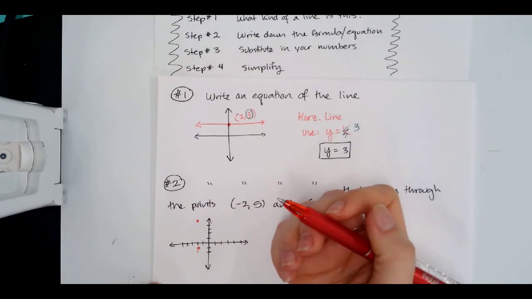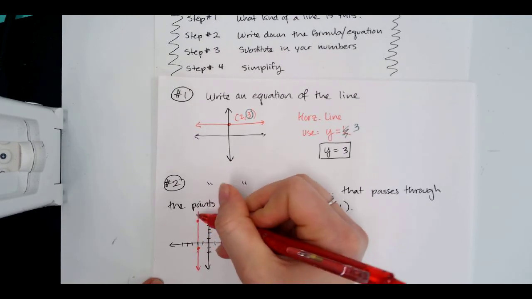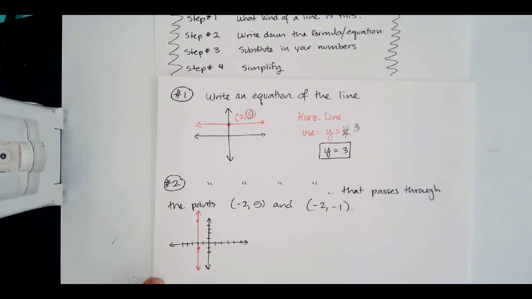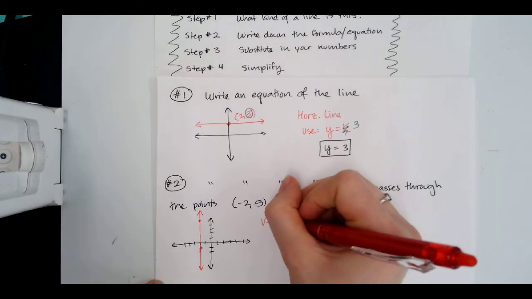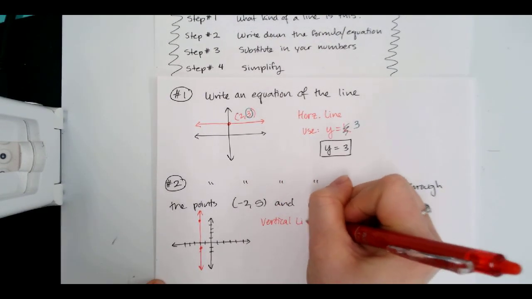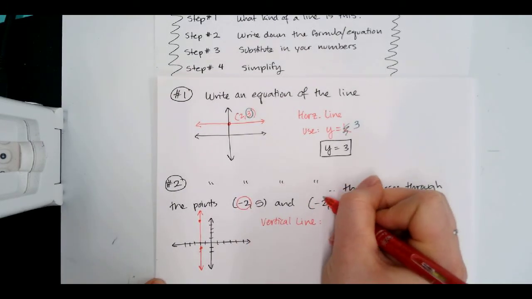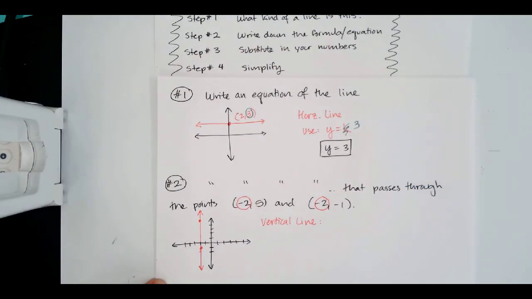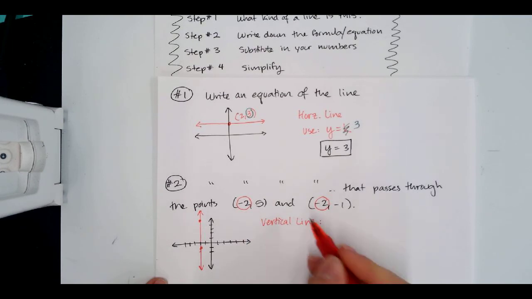Oh, interesting. When I draw in my line, what kind of a line does it form? It forms a vertical line. Another hint we could have looked at instead of having to sketch was, notice the x values are both -2. So we didn't necessarily need to sketch it. If we had noticed earlier that the two x values were both -2, that would have hinted to us it was a vertical line.